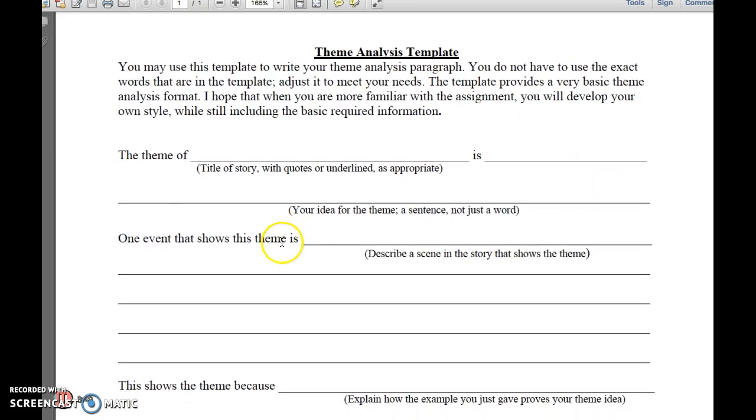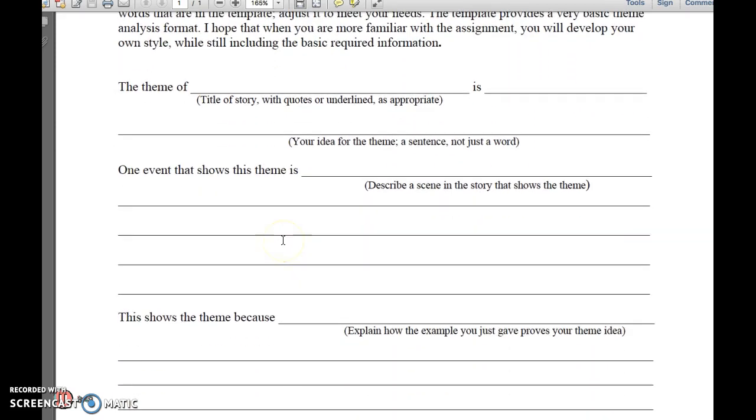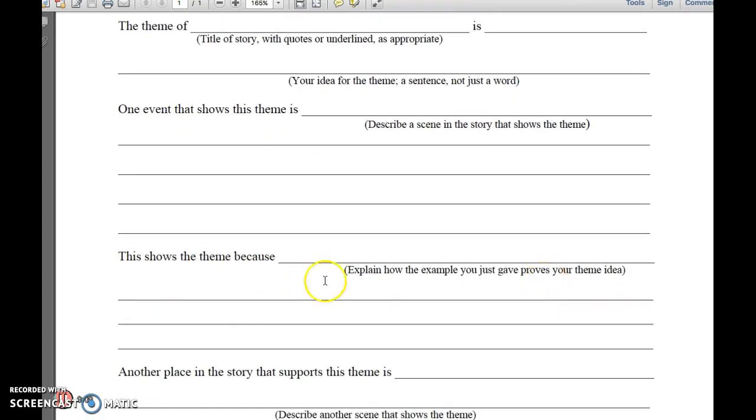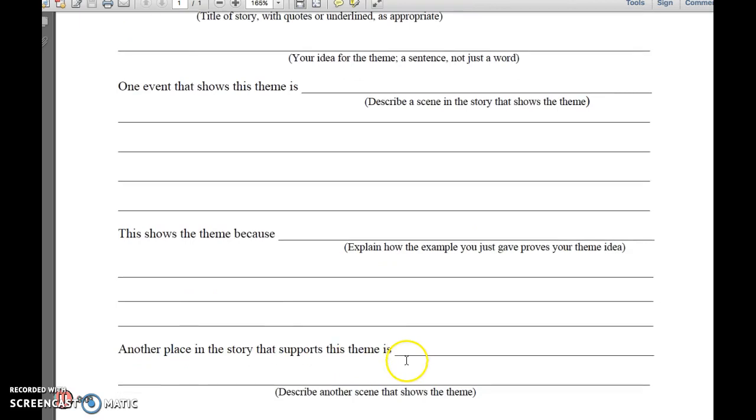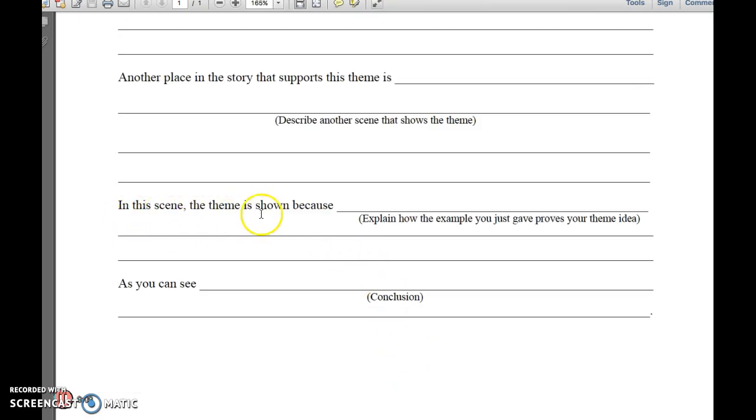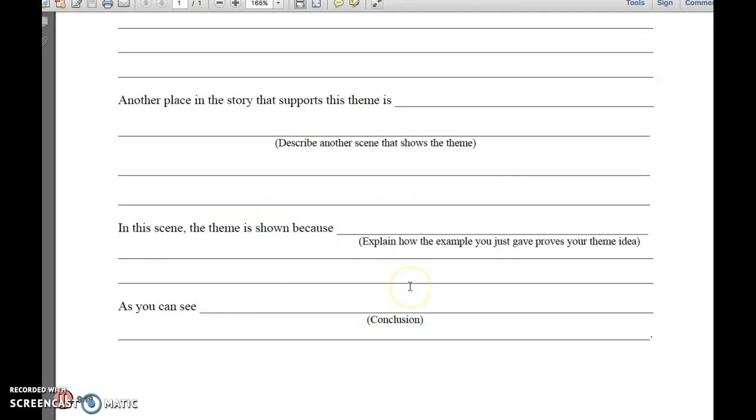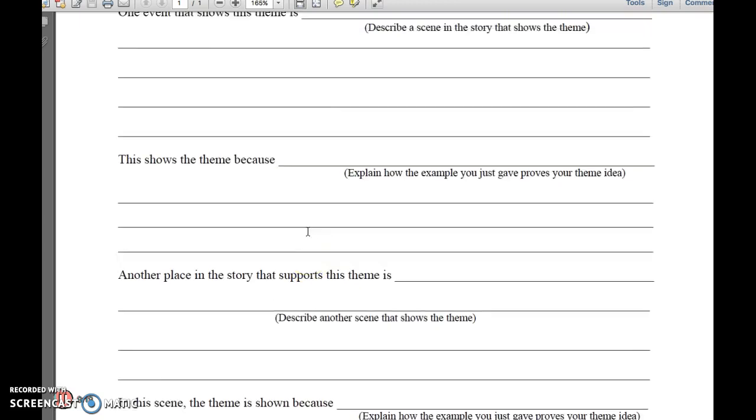And then you choose basically 3 events within the film that show that theme, right? So one event that shows that theme is, and you explain what it is. And then you explain how it does it or why it does it. This shows the theme because, and you explain it, right? Another place in the story that supports this theme is, in this scene, the theme is shown because you explain it, right? And as you can see, conclusion, right? So this, I think, does this have only 2?